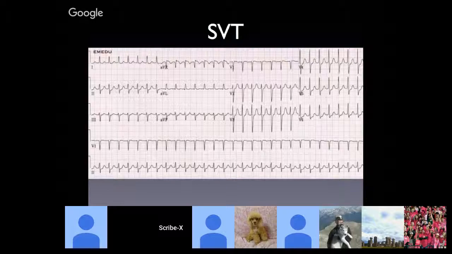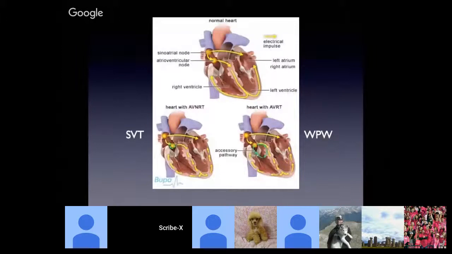So if somebody has a narrow complex tachycardia, comes to me in the ER and says my chest hurts, and I see up on the cardiac monitor that their heart is beating at 170 and that rate doesn't change for minutes, then I'm pretty sure this is SVT, and that tells me how to fix it.